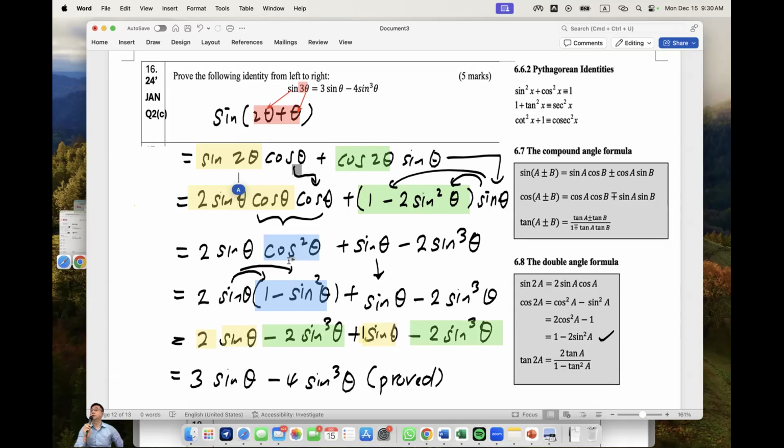You understand? You're right, yes, I think you guys are right. We need all these formulas: sine square plus cos square equals to 1, the sine compound angle and the double angle.